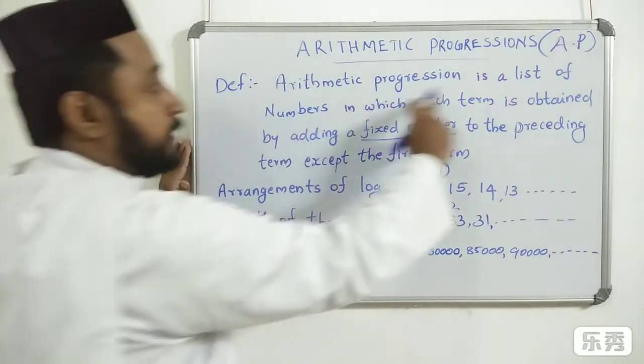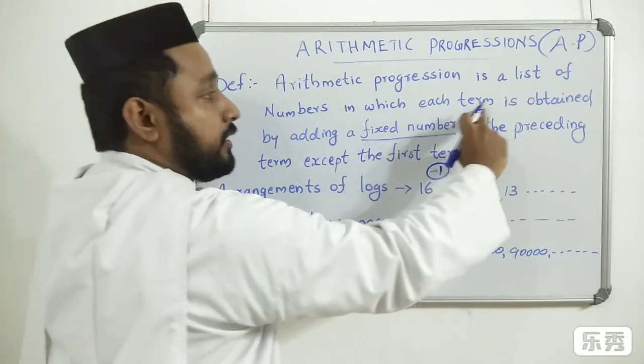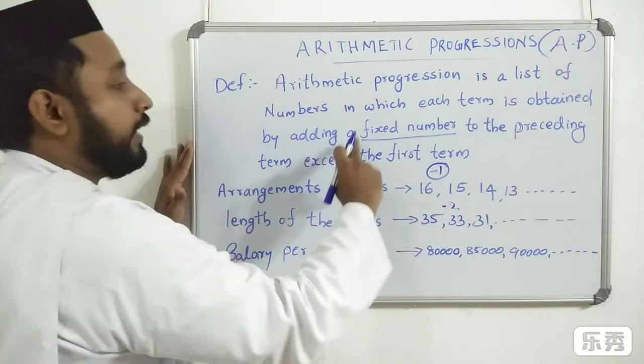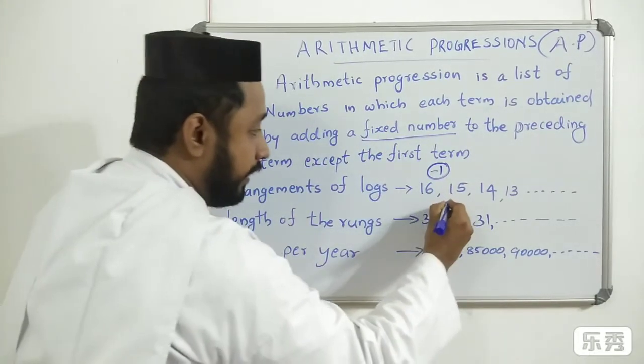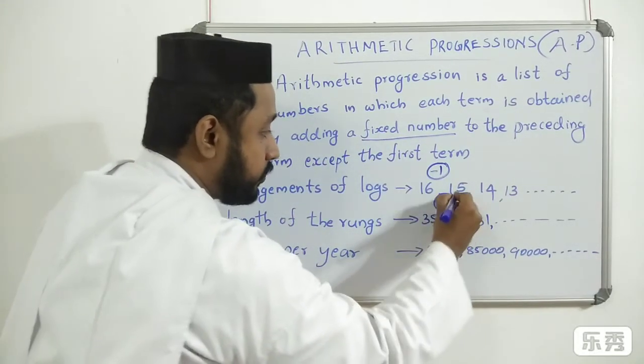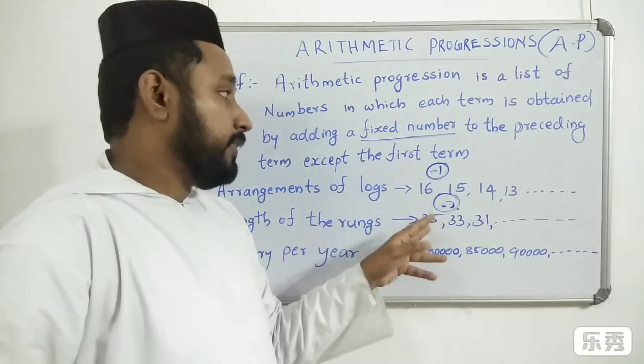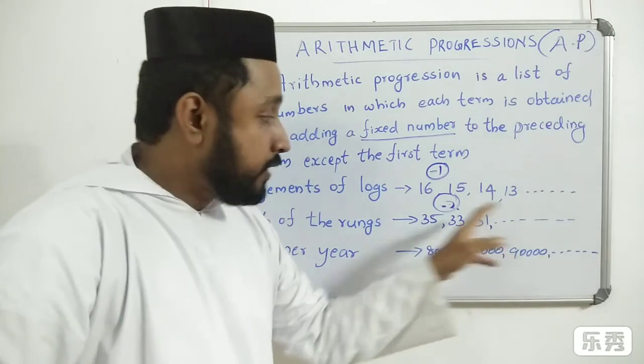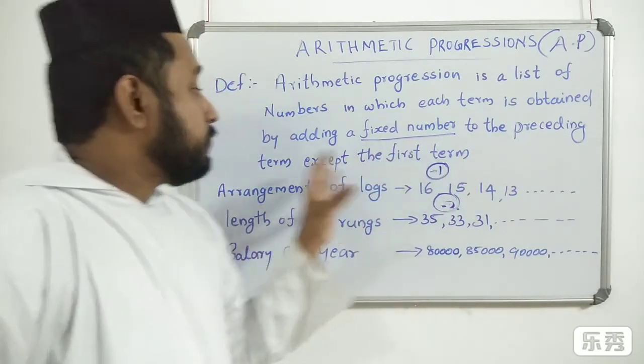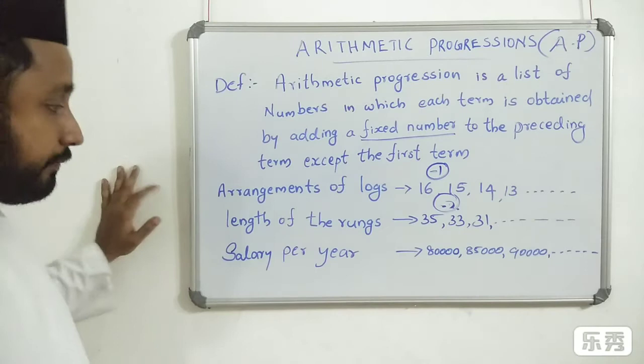So, an arithmetic progression is a list of numbers in which each term is obtained by adding a fixed number. Here, the fixed number is minus 2, added to the preceding term except the first term. The first term is 35. From the second term onwards, we are adding a fixed number to the preceding term.